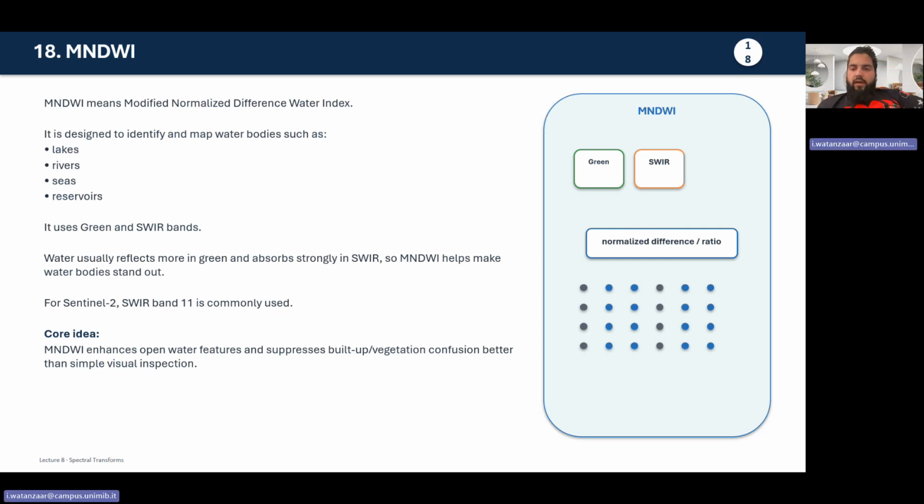Then we have seen some of the nonlinear spectral transforms, the indexes, like the modified normalized difference water index, the normalized difference built-up area index, the ratio vegetation index, and the normalized difference vegetation index. So these are some of the concepts we usually discuss as spectral transforms.